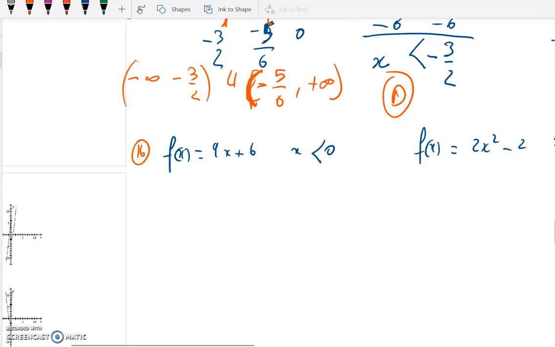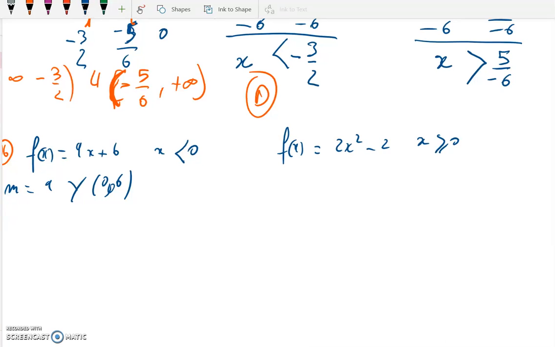So for the first one, I'm getting a slope equal 9, a y-intercept equals 0.6. For the second one, I got a nonlinear function, so I just need to plug a few points, x and f of x. When x equals 0, I'm going to have negative 2. When x equals 1, I'm going to have 0. When x equals 2, I'm going to have 4 times 2, 8 minus 2, 6. When x equals negative 1, I'm going to get 0. When x equals negative 2, I'm going to get 4 times 2, 8 minus 2, 6.